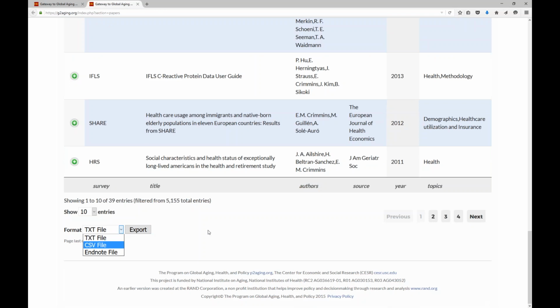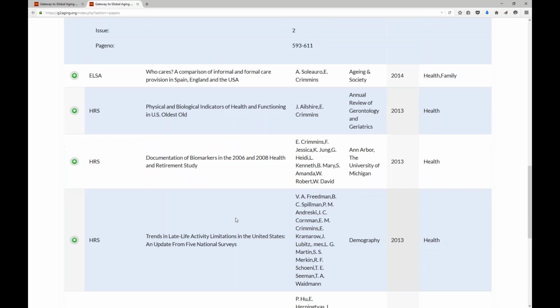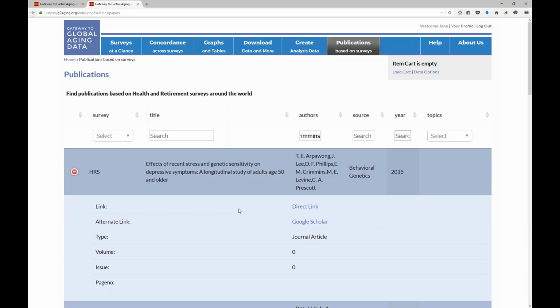So we wanted to give you a way to do a literature search where you really are able to tell where the data that these people have published on has come from. If you're interested in looking at cognition in Japan, we can help you isolate a set of studies which have already been published using JSTAR data looking at cognition, and that can be really helpful. So we've gotten a lot of great feedback about this feature, which we just released this year.